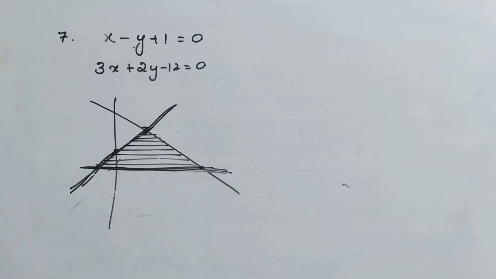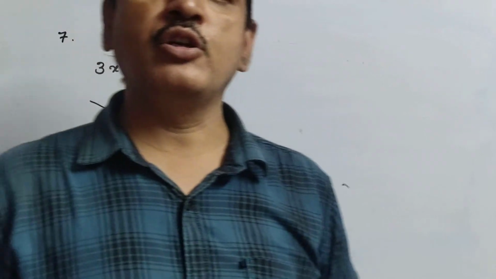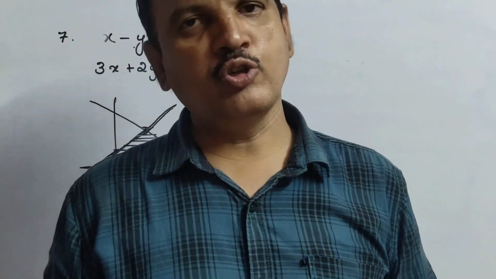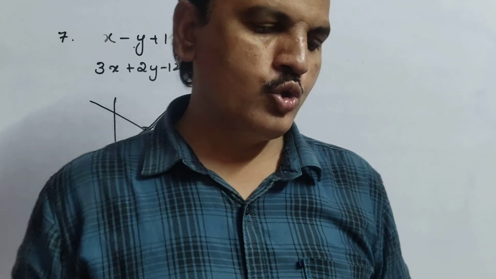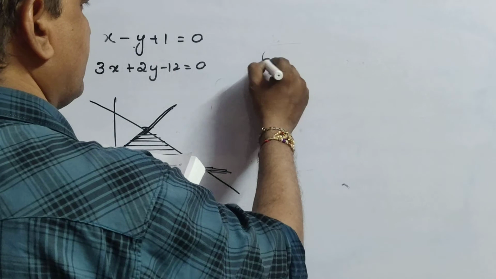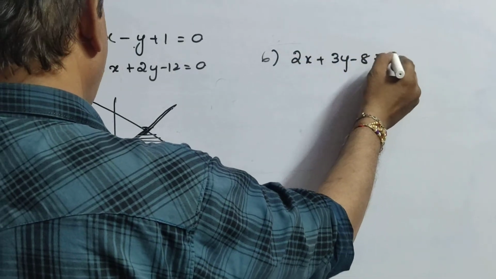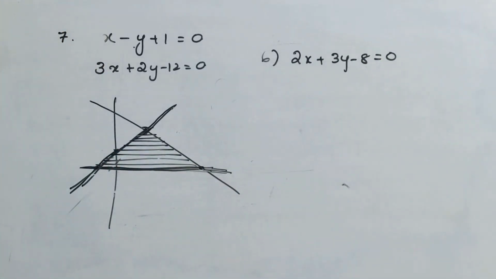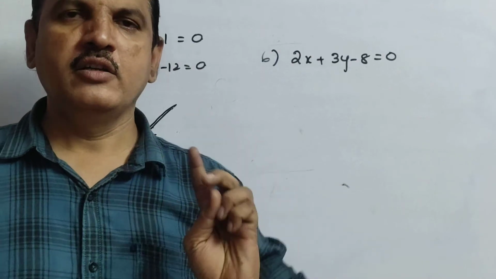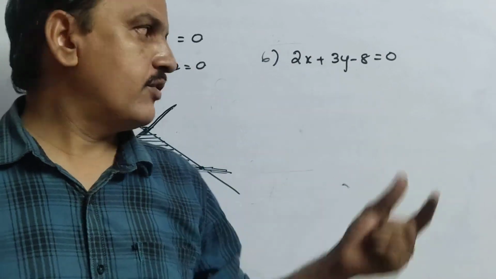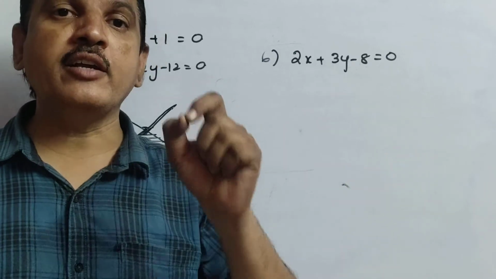Next, coming to the sixth question I told you about, no? As I told you, I kept the sixth question for last, only to give you homework, because it is very easy. Given the linear equation 2x plus 3y minus 8 equals 0, write another linear equation. It is asking us to find another equation. You can write your own equation. The first equation is given; the second equation you have to find on your own.